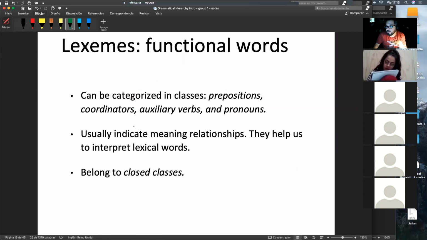Luego, functional words, stress. Yeah, okay, got it, thank you.